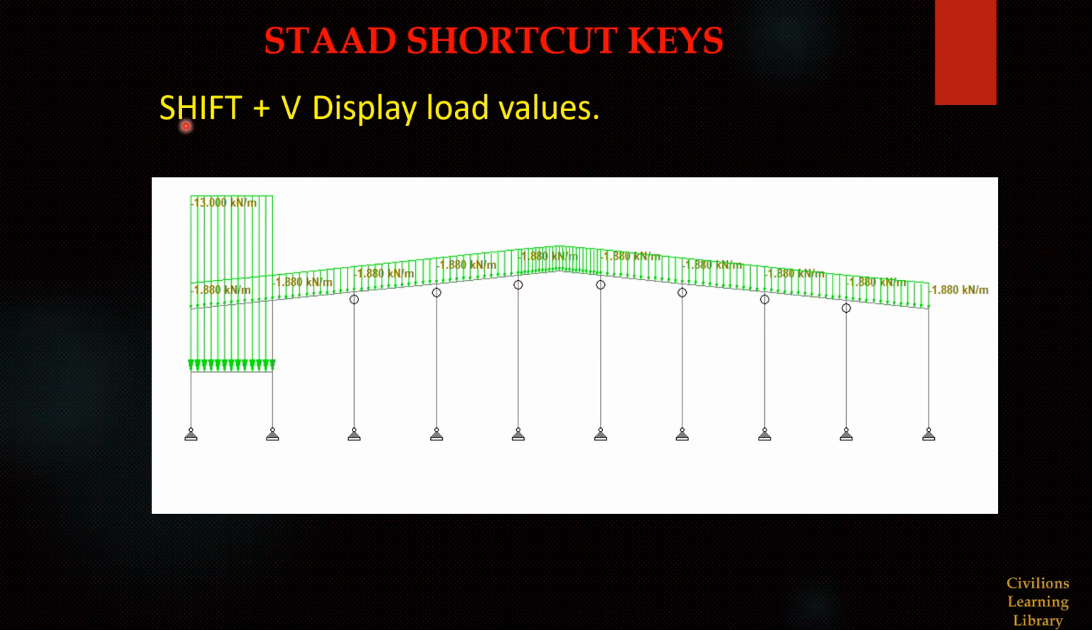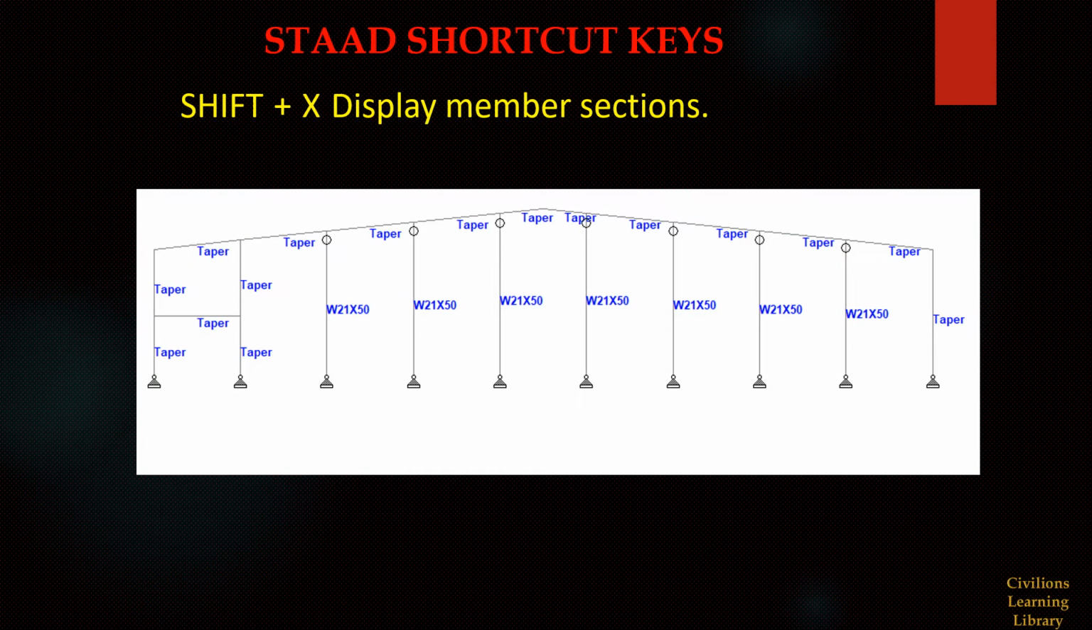Then Shift plus V shortcut is used to display the load values. If you press Shift plus V, the load values will appear here, and to make them disappear, you have to press again. And Shift plus X shortcut key is used to display the member sections. Whatever member sections we assigned, it will appear here.